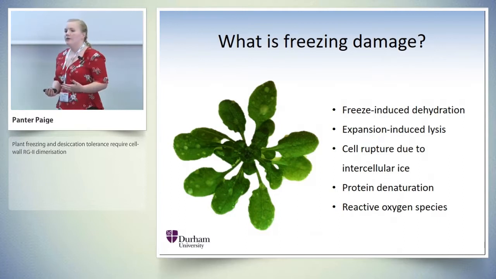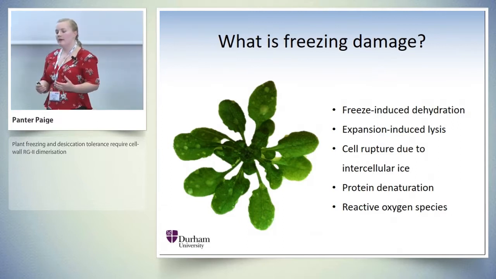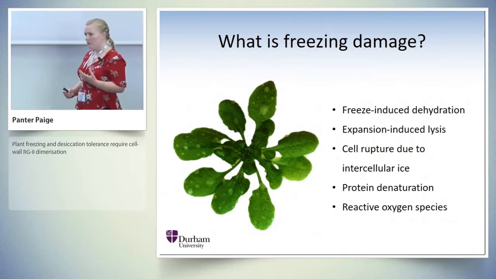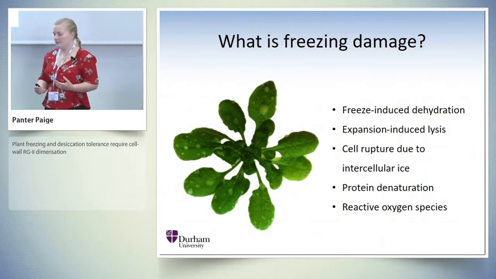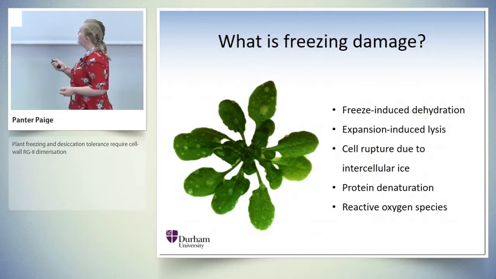Now this can also happen as water freezes in the plant. So as ice nucleates in intercellular spaces, water then moves from the inside of the cell to the outside of the cell, causing the plant to experience dehydration and the plasma membrane to shrink. Now, an important part of the damage that occurs from this is actually when the ice thaws and the water moves back into the cell, which can't cope with the increase in pressure, which causes the cell to burst. And this is known as expansion-induced lysis.